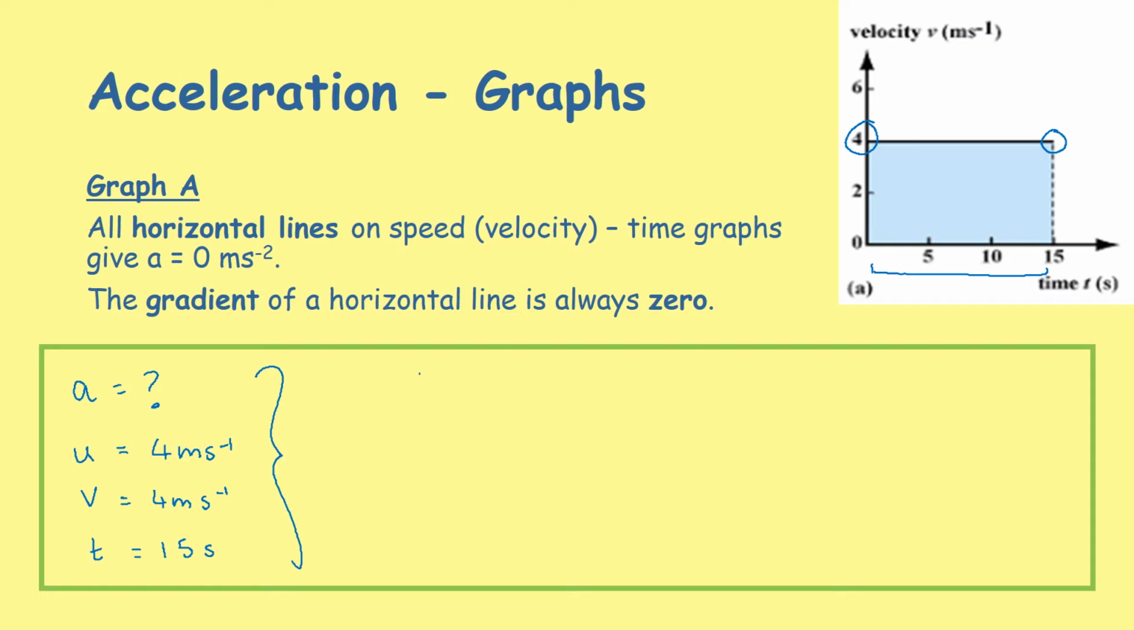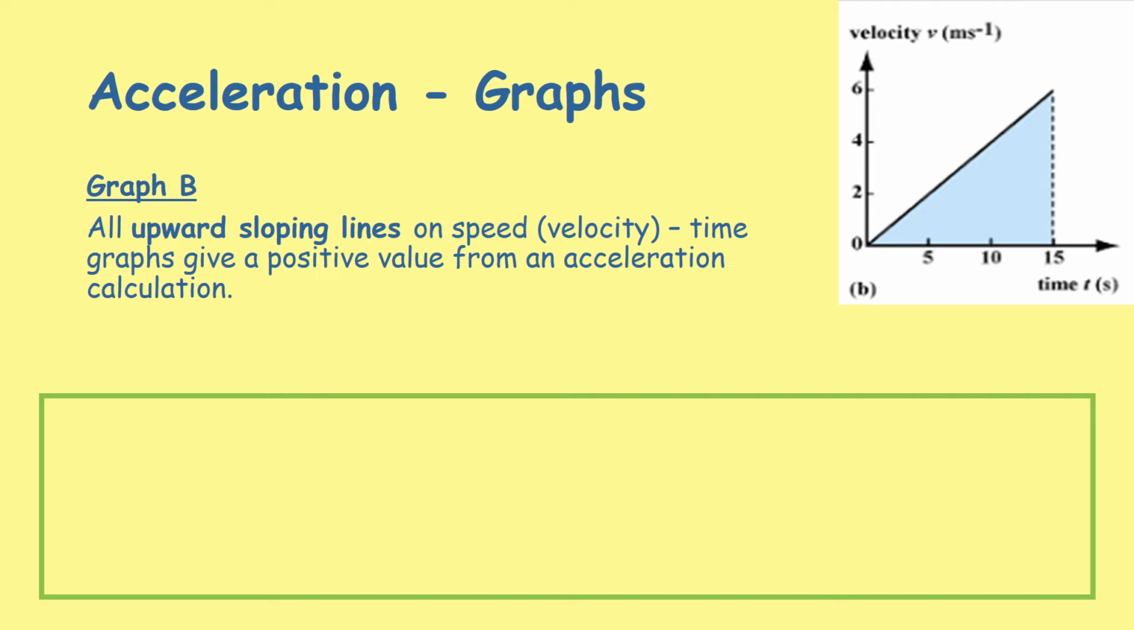Using our equation, A equals v take away u divided by t, we can see our acceleration equals 4 take away 4 divided by 15. Therefore, our acceleration equals 0 divided by 15, and 0 divided by any number is always 0. So our acceleration is 0 meters per second squared, which is exactly what we were calculating before, so we know the acceleration on this graph is 0. There hasn't been any increase or decrease in speed. The speed has stayed the same.